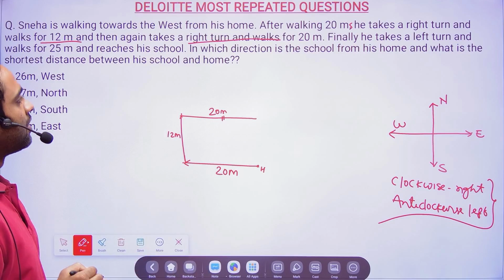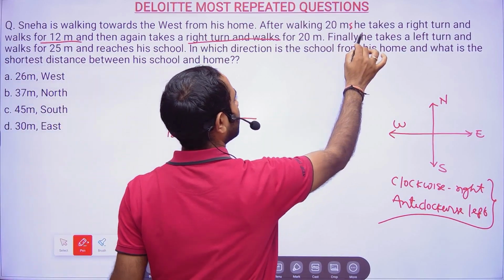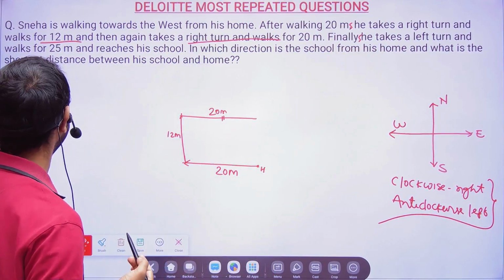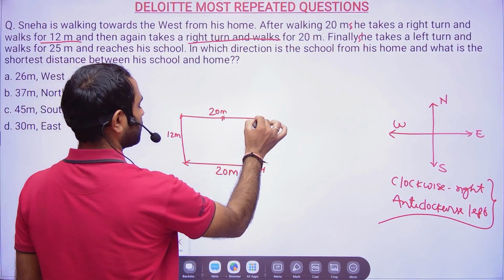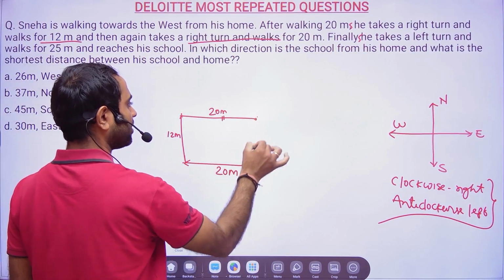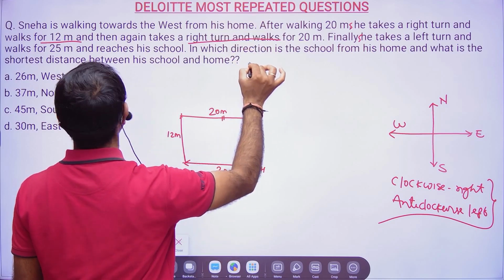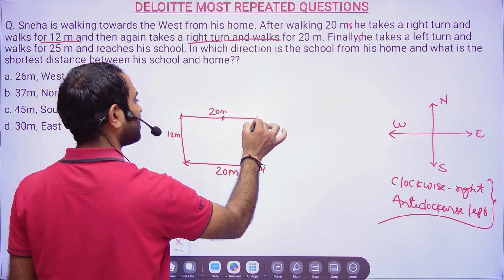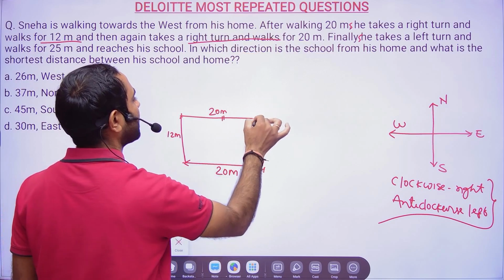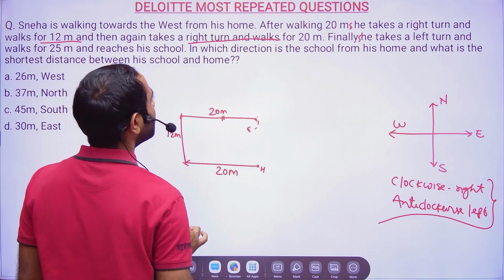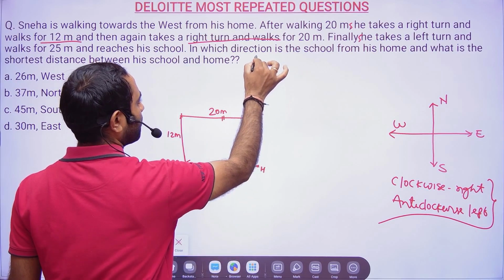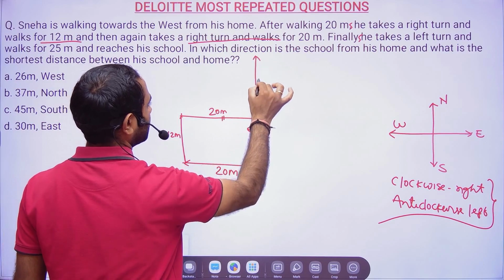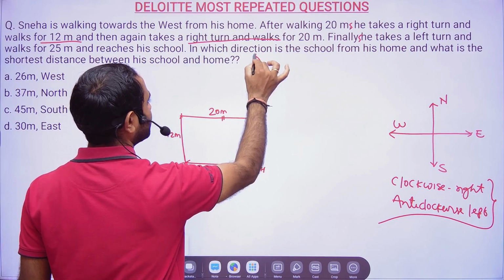Finally, she takes a left turn and walks for 25 meter. So again put your pen point here. Clockwise means right, and anti-clockwise means left. So finally she takes a left turn and walks for 25 meter. That means this is 25 meters. So now she is here.